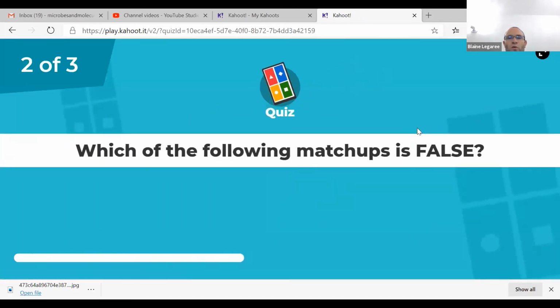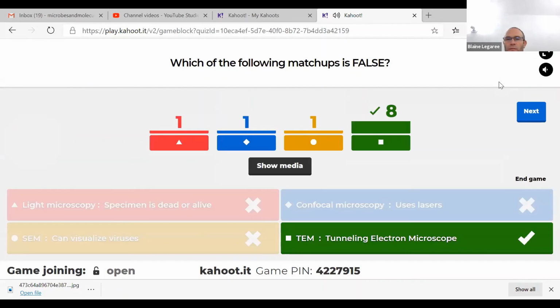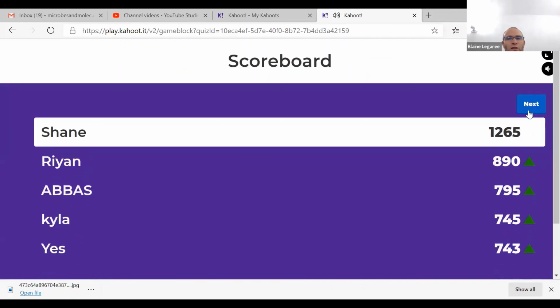All right, question 2. Which of the following matchups is false? All right, the green one is correct. So good job. TEM stands for transmission electron microscopy. So good job on that one. Shane's probably still in the lead. Got the extra bonus points from the first question.